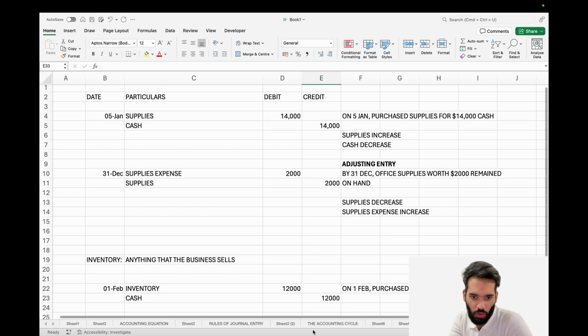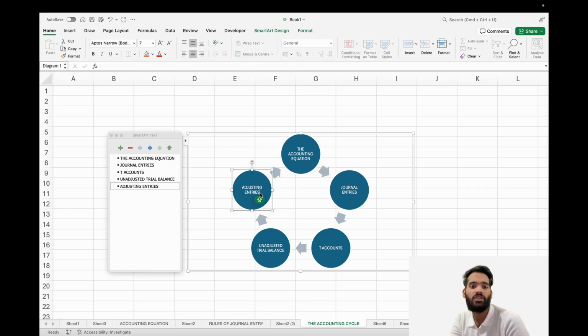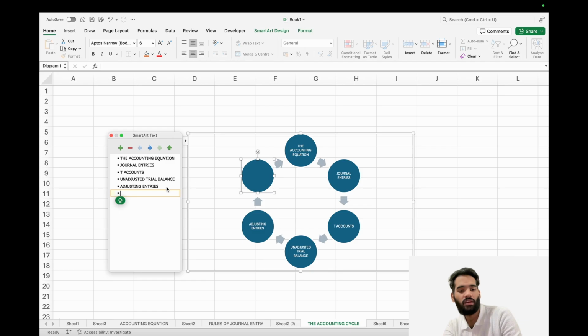So if we go to our accounting cycle, now we have also covered the adjusting entries. Now, what comes after adjusting entries? Something called the adjusted trial balance. Because if you notice, we already learned the unadjusted trial balance, so now we're learning adjusted trial balance.